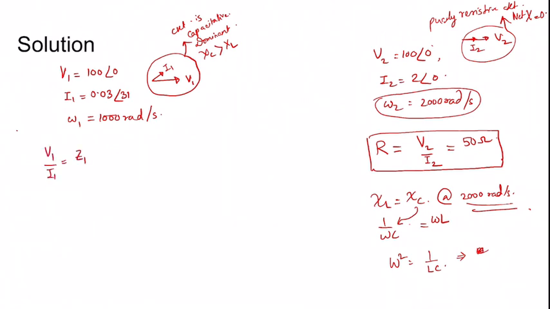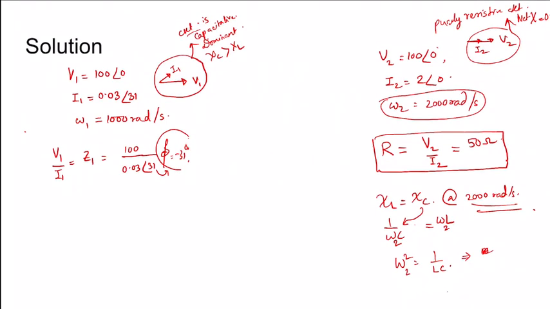V1 by I1 equal to Z1, which is equal to 100 by 0.03 angle 31. This is for omega 2. So omega 2 square equal to 1 by LC. So LC equal to 1 by omega 2 square. Now we see phi equal to minus 31.